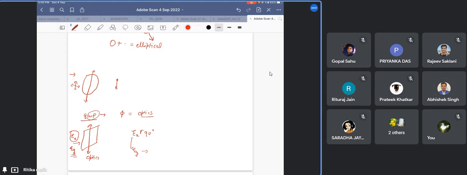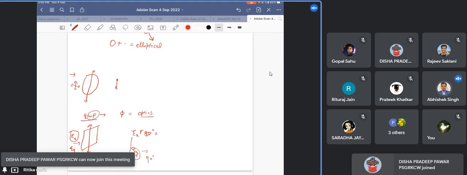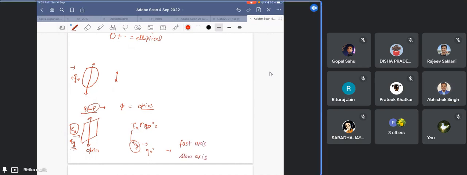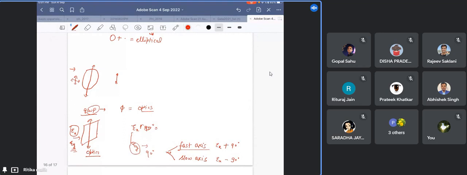Similarly, there might be a chance that Ey gets a phase difference of 90 and Ex will pass as it is. That will depend upon the direction, that is, whether the fast axis or slow axis is given. So the optic axis has two parts, the fast axis and the slow axis. The component aligned along the fast axis will get a lead, meaning it will get 90 degrees. But for the slow axis, it will lag by this 90 degrees. This concept has not come up till now in the GATE examination, so I haven't taught this fast and slow.